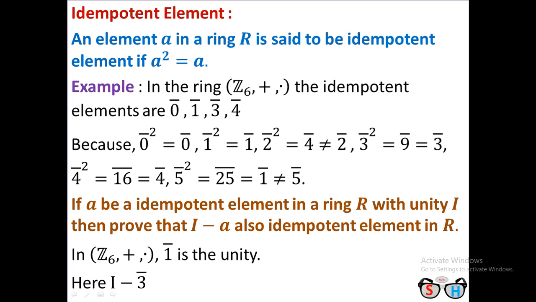Now I minus A, I mean I minus 3 bar. I means 1 bar, so 1 bar minus 3 bar, just calculate it. Again 1 bar equals 7 bar. If you divide 7 by 6, the remainder will be 1, so this will be 1 bar. Again 7 bar minus 3 bar means 4 bar. So since 3 bar is an idempotent element, I minus 3 bar, that is 4 bar, is an idempotent element. Here I see that 3 bar is an idempotent element and 4 bar is an idempotent element. Therefore the theorem is verified.